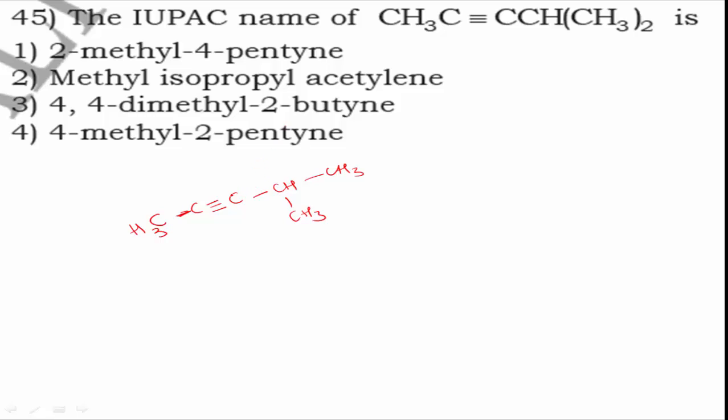Yes, from where can you start the numbering? Your functional group is near, therefore start here: 1, 2, 3, 4, 5. The fourth carbon atom contains one methyl group, therefore the IUPAC name is 4-methyl. The second carbon atom contains the triple bond, and the parent chain is 5 carbon atoms, so 2-pent, and the name ends with yne: 4-methyl 2-pentyne. Which option is the right answer? Option 4 is the right answer.